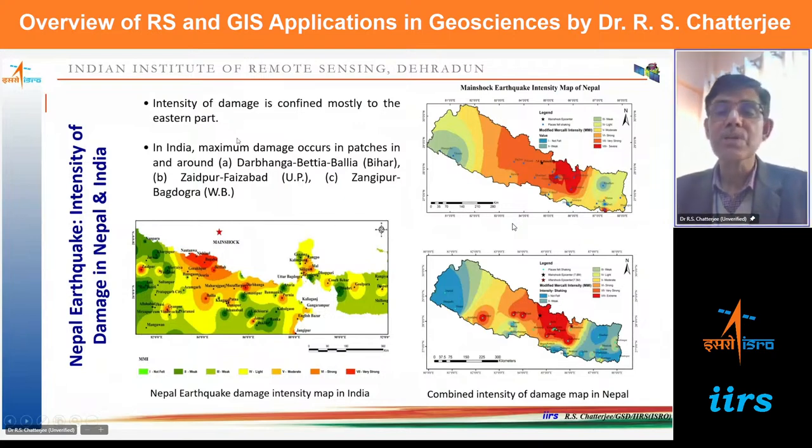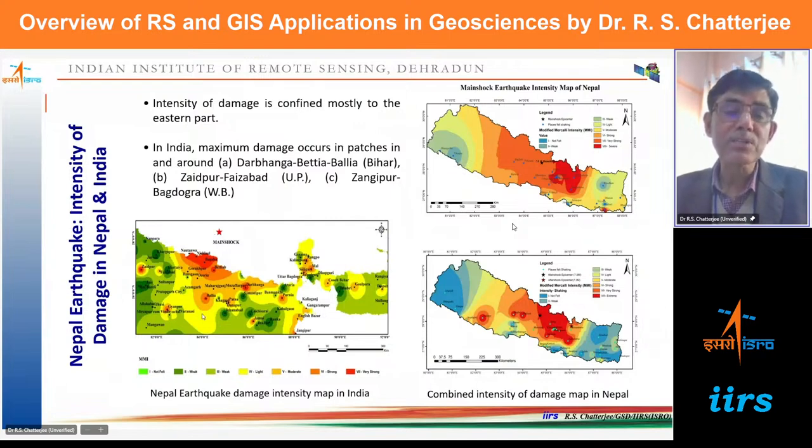Here you see in case of Nepal, the main shock causes this kind of impact, and the main shock and the aftershock all together have caused this kind of impact. Whereas in case of India, only certain lobes, this area, have some damages. It's a very peculiar type of damage. So these are all controlled by in situ geological factors. So geological factors are very, very important.